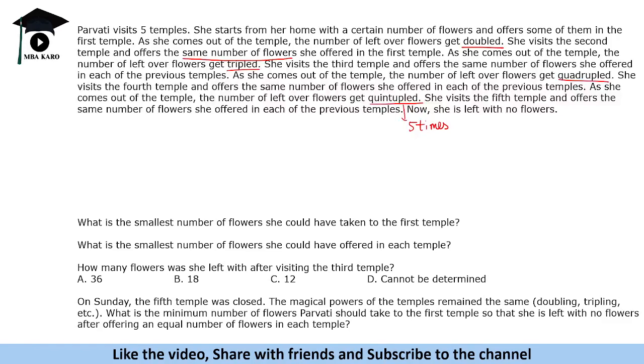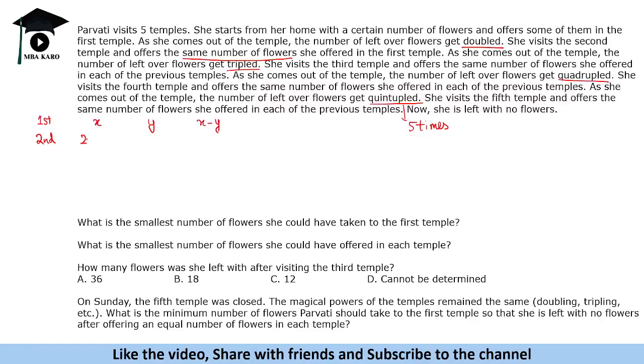Okay, so the first question is, what is the smallest number of flowers she could have taken to the first temple? Now in this question we are not given how many flowers she had and how many flowers she offered at the temple. So let us say that she had x flowers in the beginning, right? So if we talk about the first temple, she had x flowers. Suppose she offered y flowers, so how many will be left? x minus y.